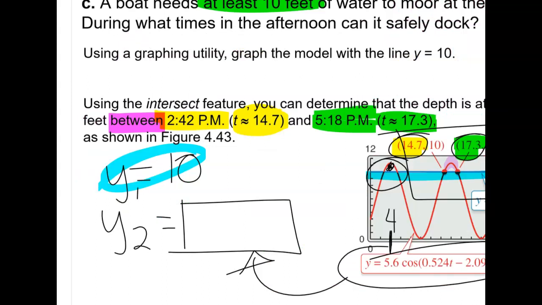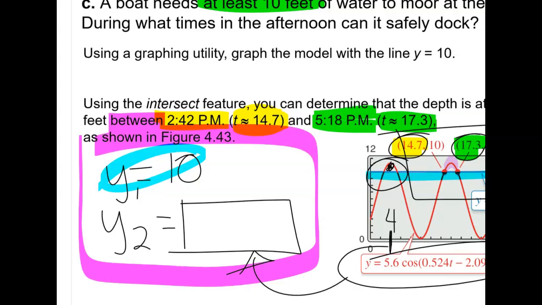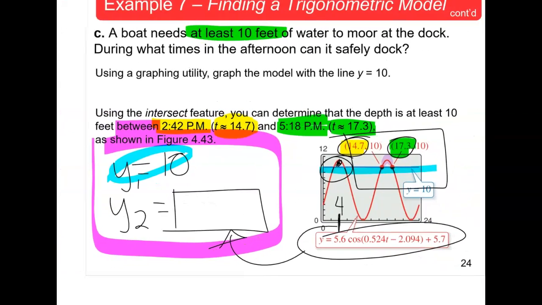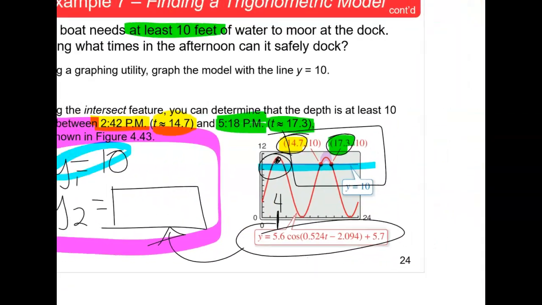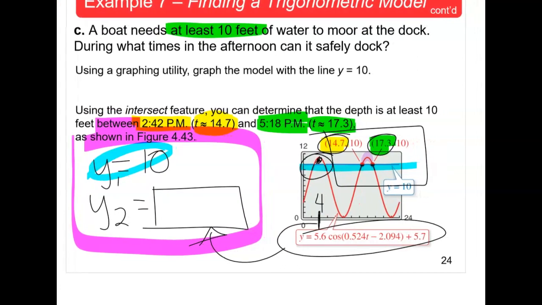Sorry, I forgot to press record, so I'm going to repeat what I just said. So the third question: at least 10 feet of water for the boat to be able to dock. And so what we do here, we enter both on the calculator. It will look like this. You go to the y equals, you enter 10 to draw that horizontal line. You also enter the whole equation, which is what we have here. I'm not going to write it again. And then we press graph, and then we analyze the graph. I will show you this during the live session that we will have.